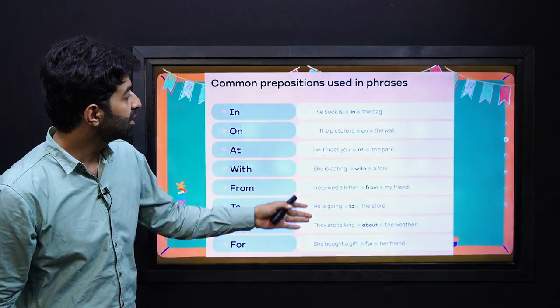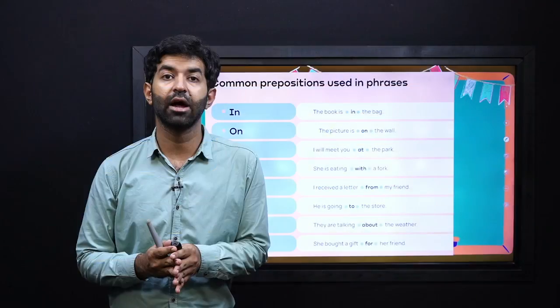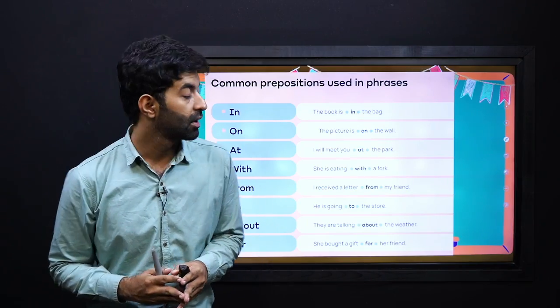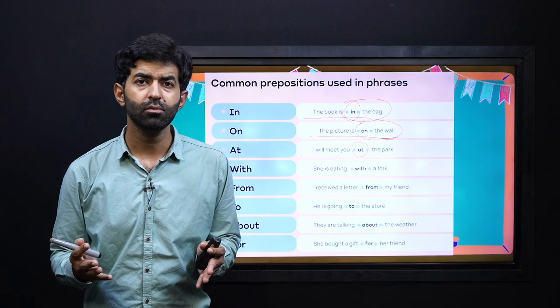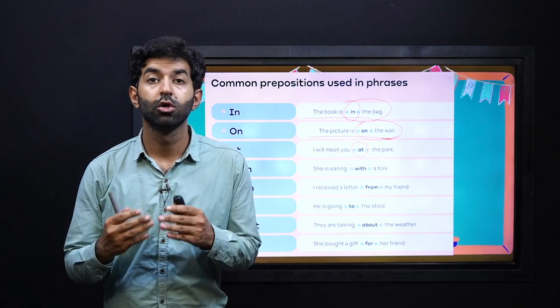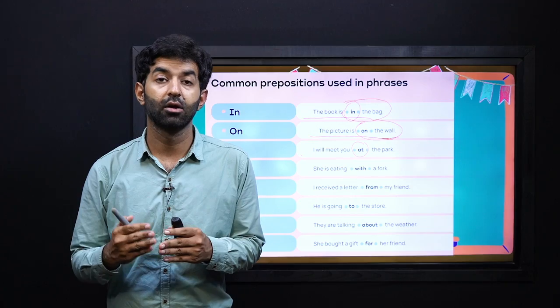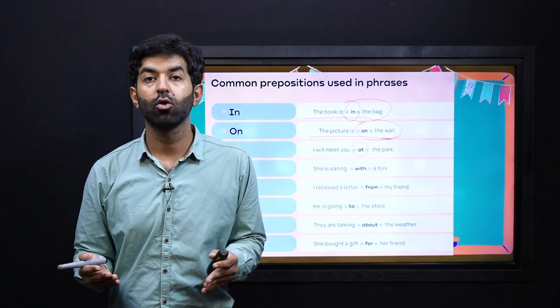All right, students, these are some common prepositions that are used in phrases. Let's take a look at these. The book is in the bag. The picture is on the wall. I will meet you at the park. So in, on, at, all of these are basically used in your prepositional phrases: in, on, at, with, from, to, about, and for. Now they can be used to tell direction, to tell some more about our noun or pronoun.